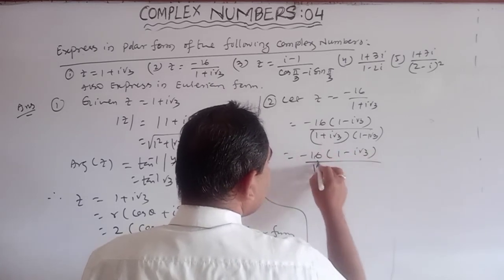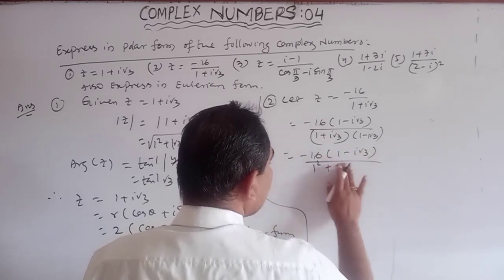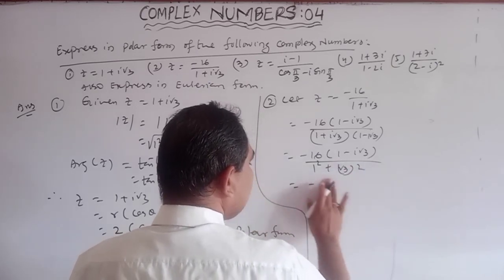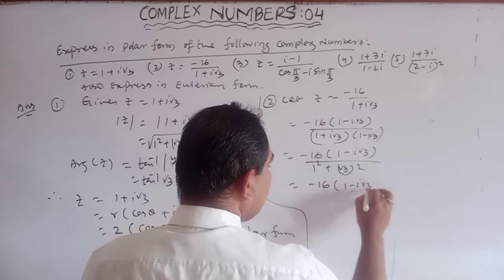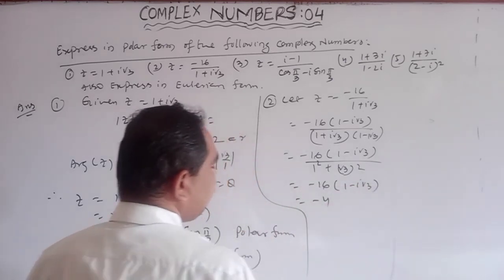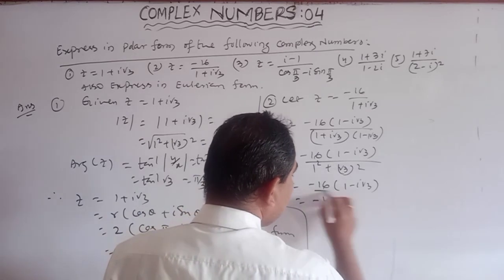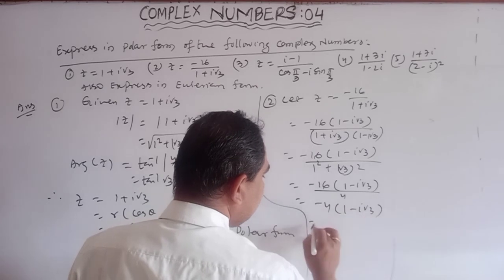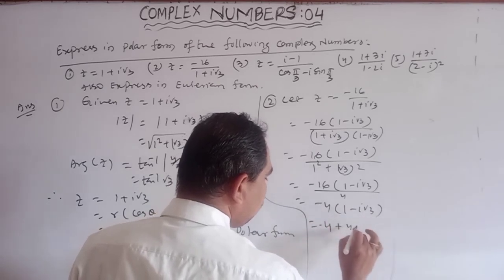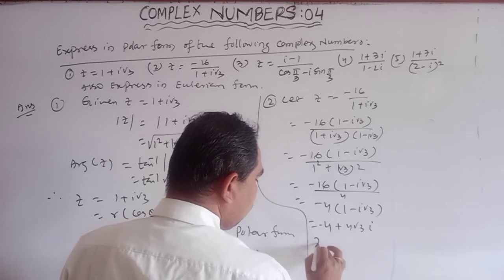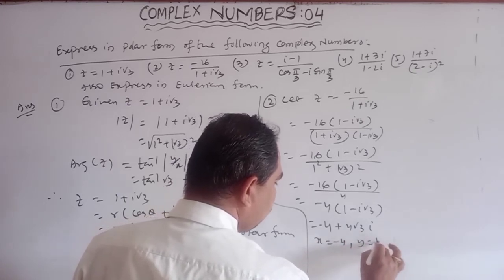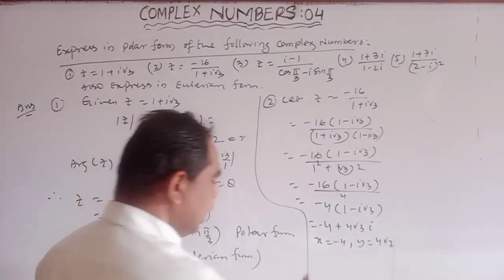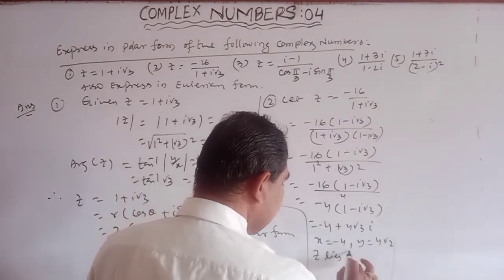Divided by this is 1 square plus root 3 square. This is minus 16. So minus 16 into 1 minus i root 3, divided by 4, so this is minus 4 into 1 minus i root 3, which is equal to minus 4 plus 4 root 3 i. So x is equal to minus 4, y is equal to 4 root 3, so z lies in the second quadrant.